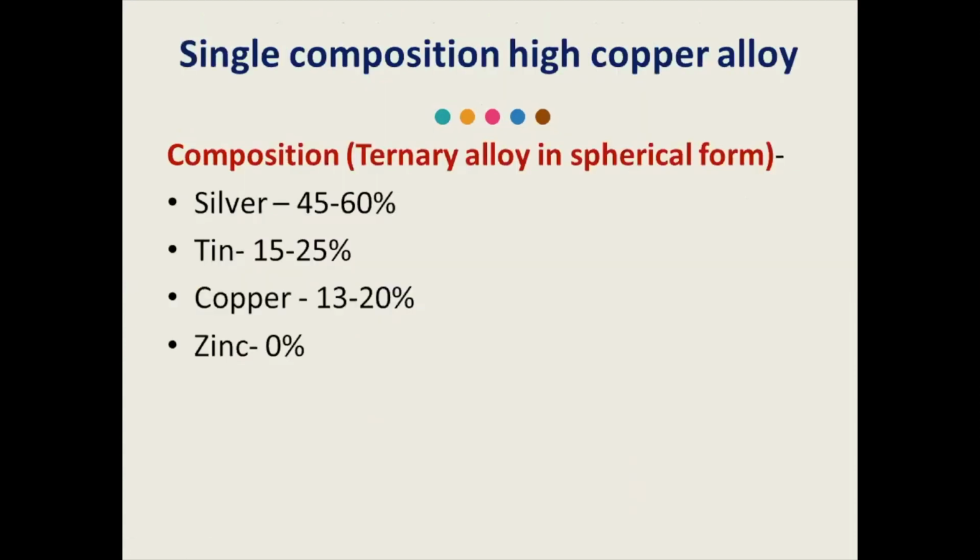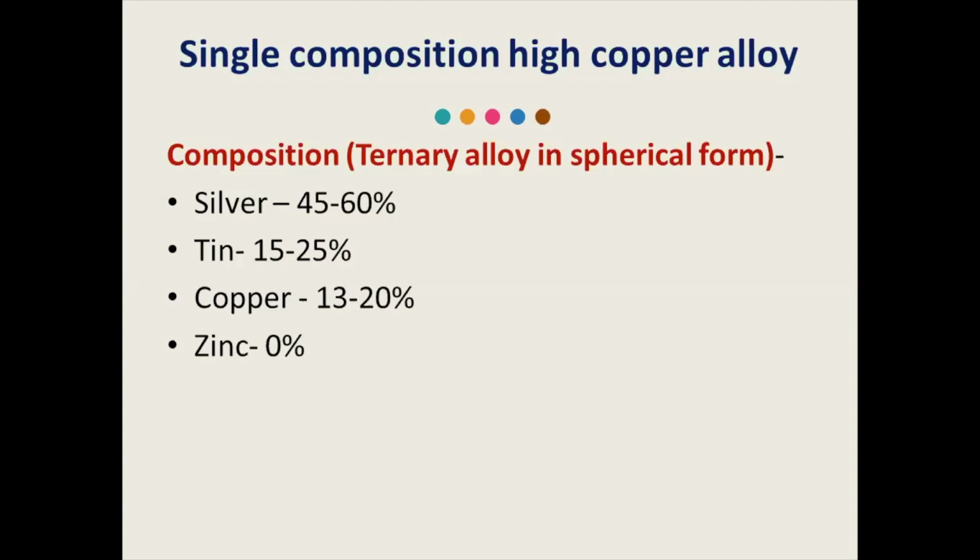Now let us see the single composition high copper alloy. In single composition high copper alloy, the best example is a ternary alloy in spherical form. Unlike the admixed alloy, each particle of the single composition alloy powder has the same composition. Therefore, they are called single composition or unicomposition alloys, and the best example is the ternary alloy in spherical form.